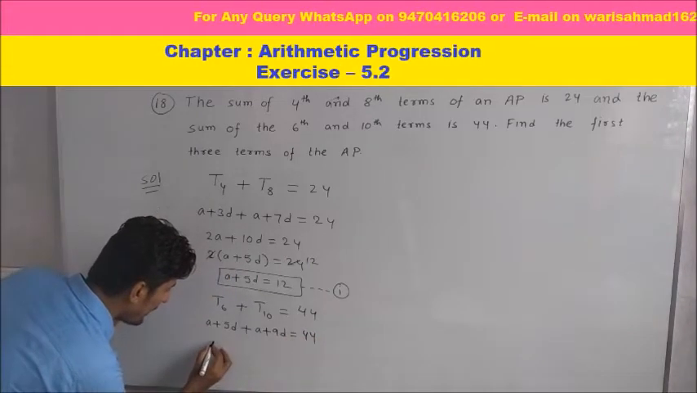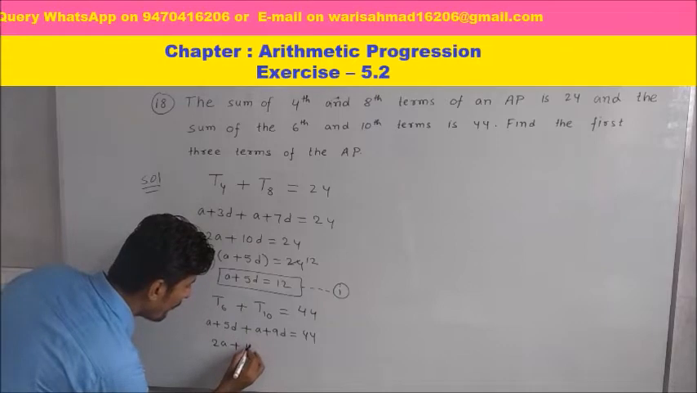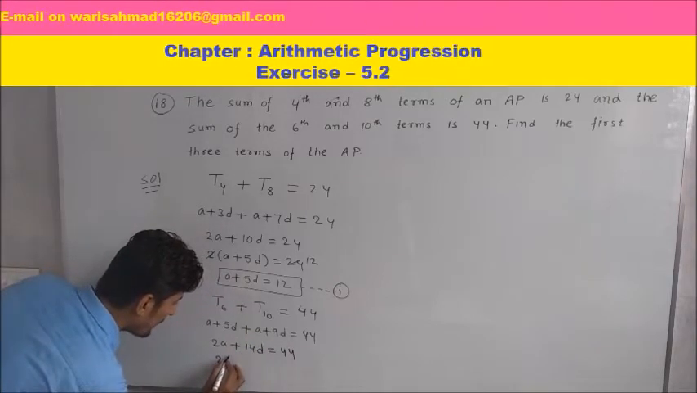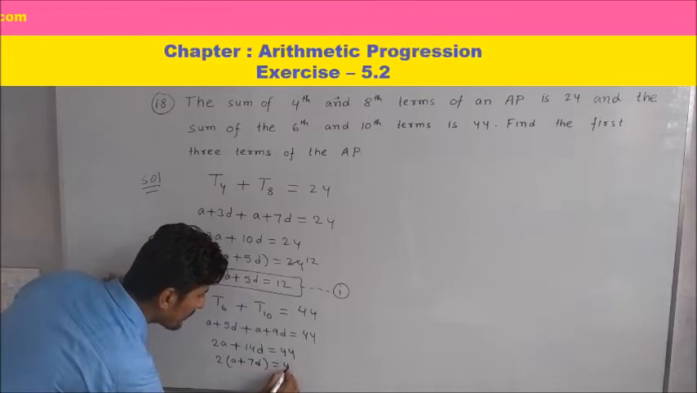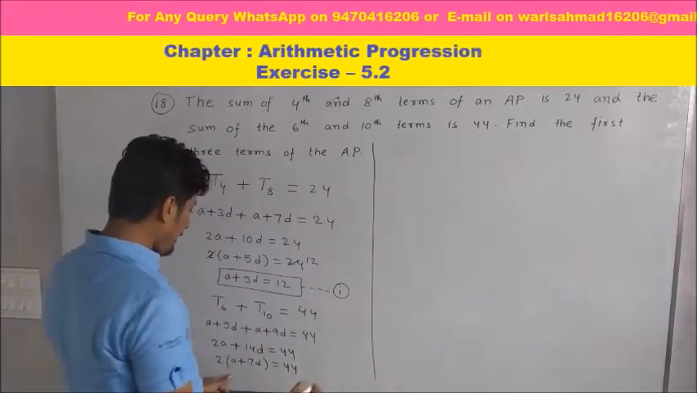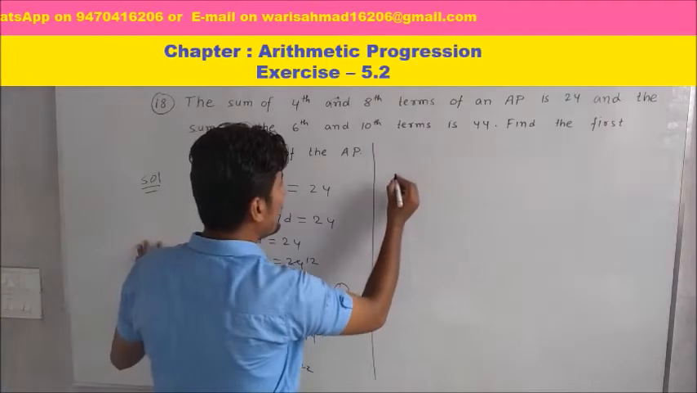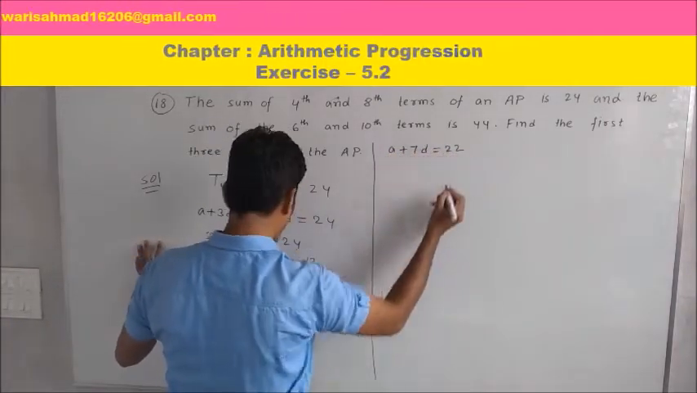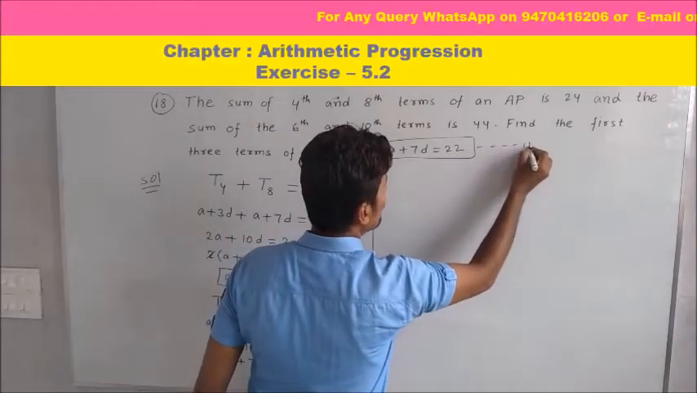A plus A we can write as 2A, plus 5D plus 9D, 14D, equals 44. 2 can be taken as common. So A plus 7D is equal to 22. A plus 7D is equal to 22. This can be taken as equation number 2.